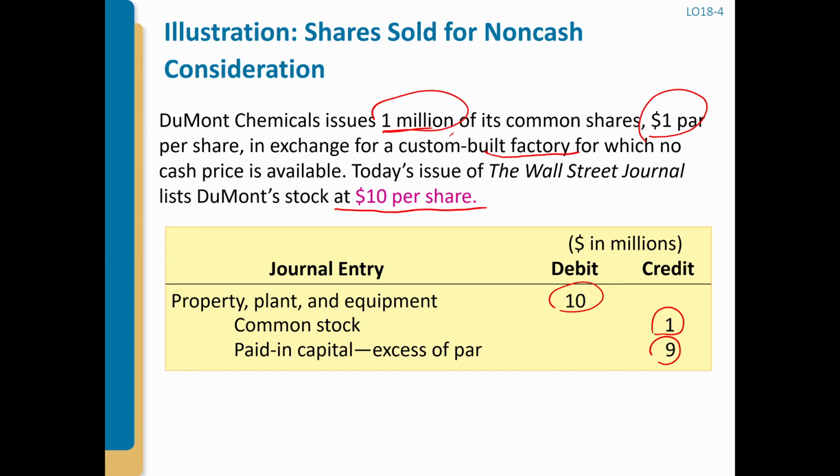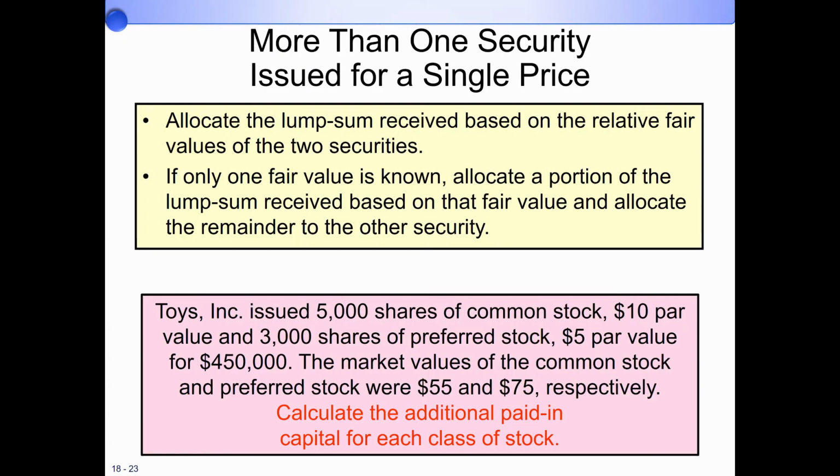Yeah. Okay, so then this is another situation. Sometimes we issue several securities at a time. So what are we going to do? Let's look at this example. This company issued 5,000 common stock and also issued 3,000 preferred stock together. In total we received cash of 50,000.